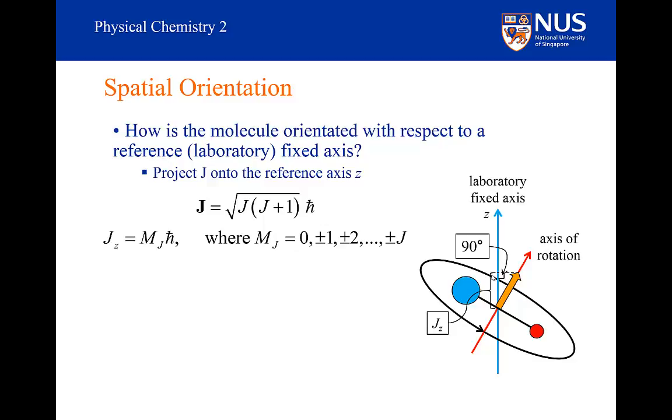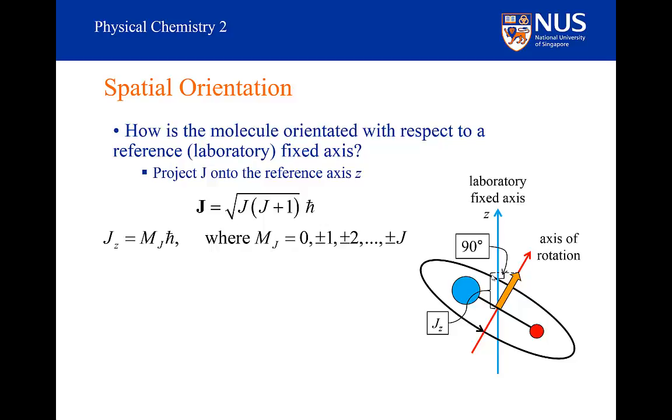So what that tells me is that my vector can never be perfectly aligned along the z-axis because the magnitude of my j vector is the square root of j into j plus 1, all times h bar. And my jz can only have an absolute magnitude of j times h bar, whereas j can have a magnitude of the square root of j into j plus 1, all times h bar. So it is always slightly larger. But the value of jz is quantized.